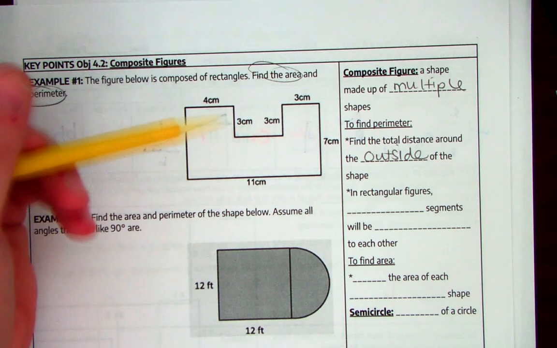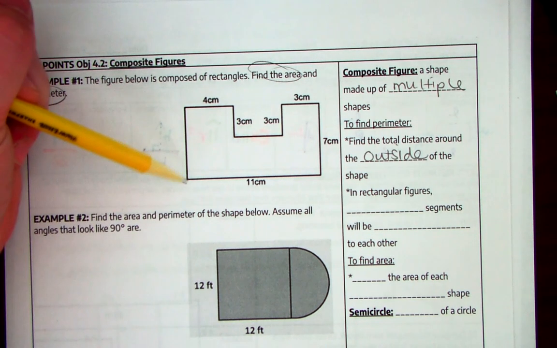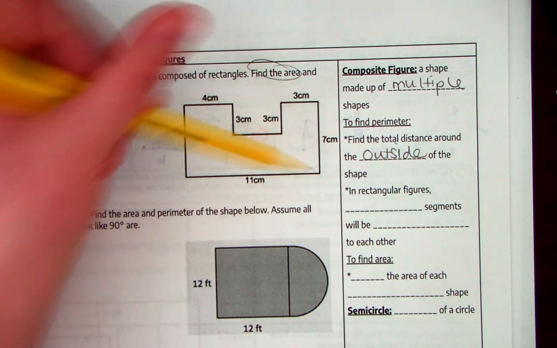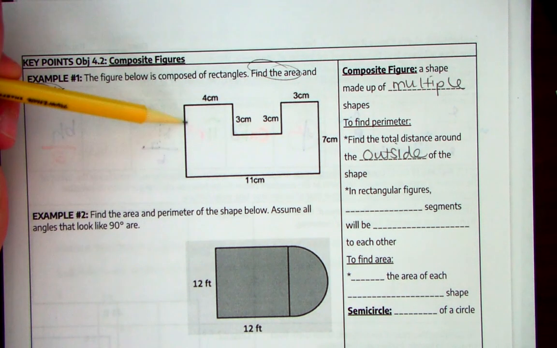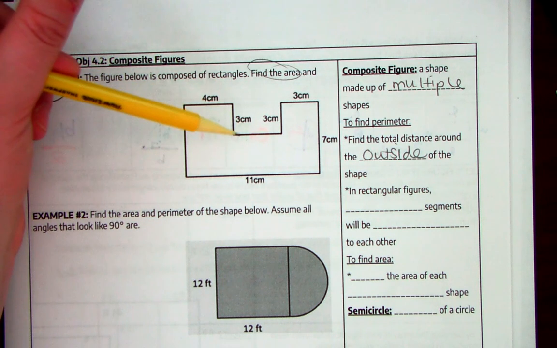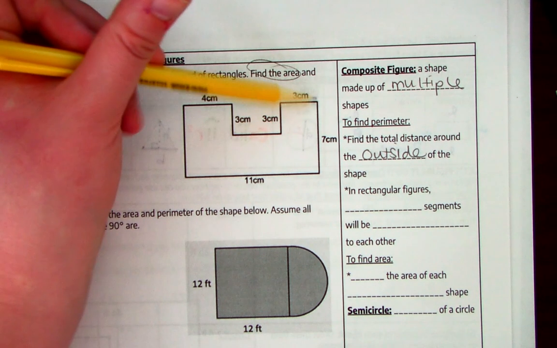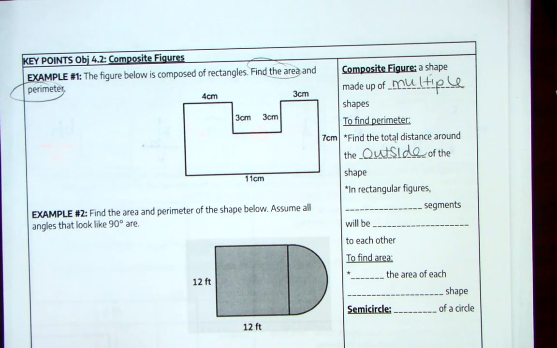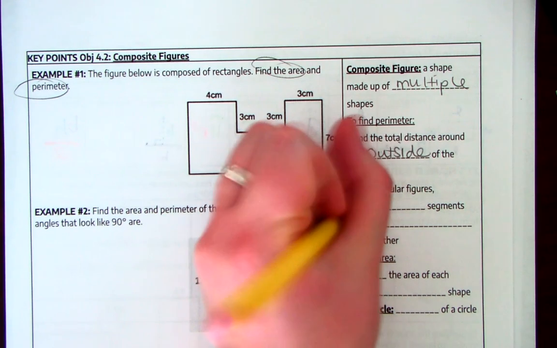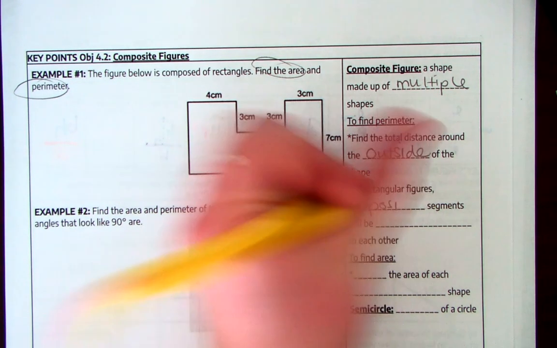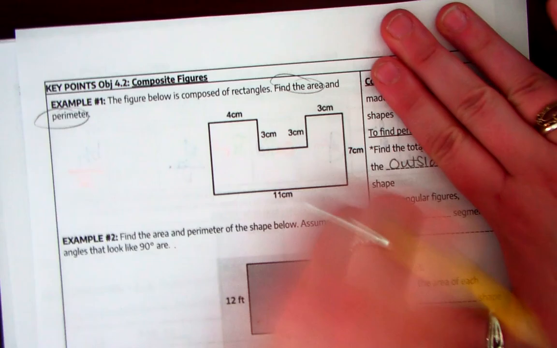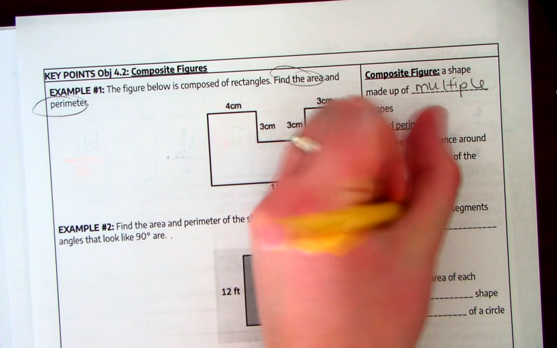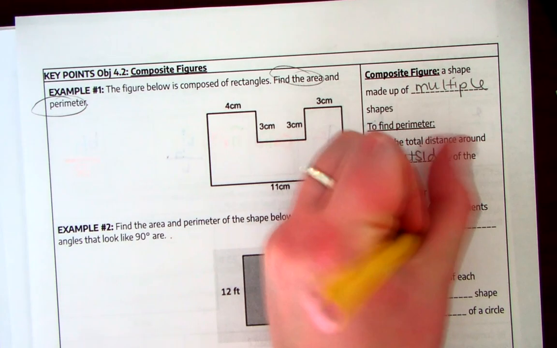Now, we could just count that out. I could imagine if I just walk from here to here and here to there and around the whole figure, I could just count this, whatever this number is, plus 4, plus 3, plus whatever this number is, plus 3, plus 3, whatever this number is, plus 11. I'm going to show you a shortcut though. In rectangular figures, opposite segments, not opposite, parallel segments will be congruent to each other.